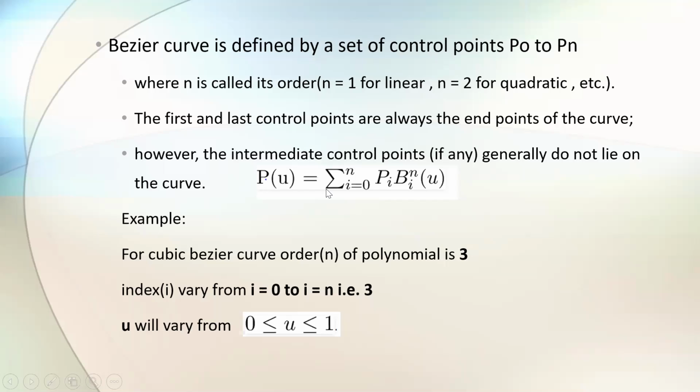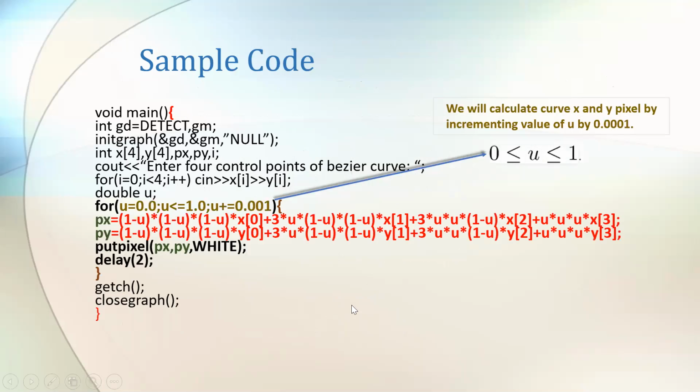Then as I told you, intermediate control points do not lie on the curve. They will be lying outside the curve. You're going to use this equation, and we have implemented the code for a cubic Bezier curve. So the n value is going to be 3, the i value is going to vary from 0 to 3, and u will always lie between 0 and 1. So please remember that. Clear? So this is the code. You can see it's the smallest code of all in your CG program.